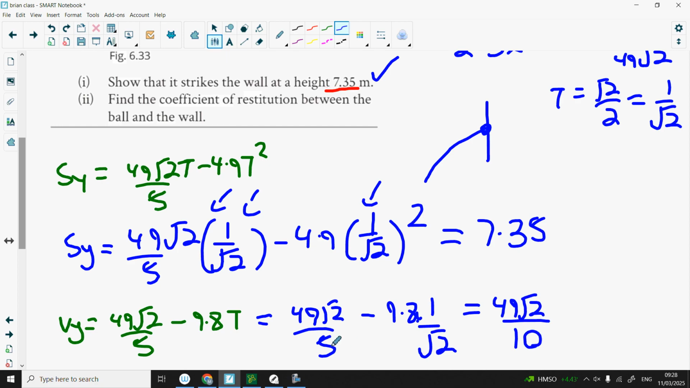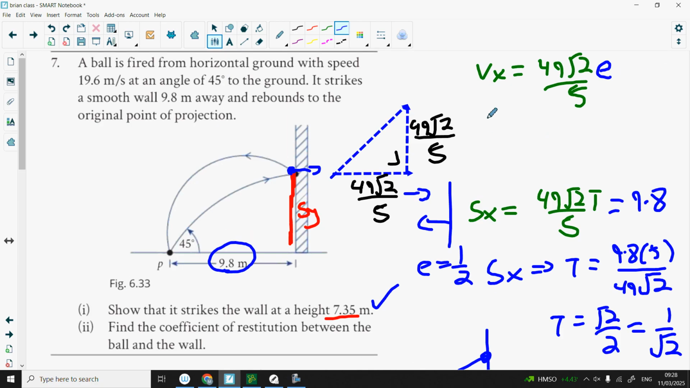Okay, can I get that verified by somebody else? Two of you on the same track? All right, perfect. Everybody happy with 49 root 2 over 10? So what I'm saying is, at the time of impact, you're going 49 root 2 over 10, and you're going 49 root 2 over 5.